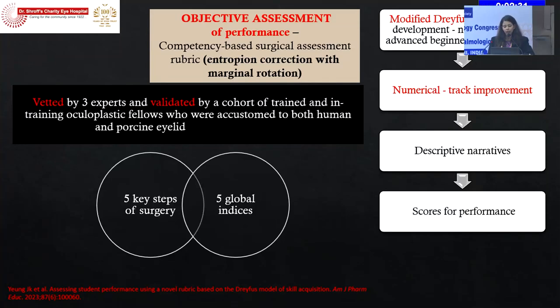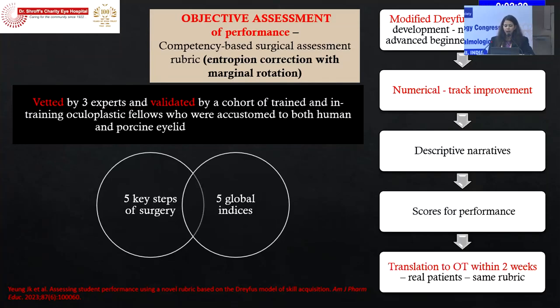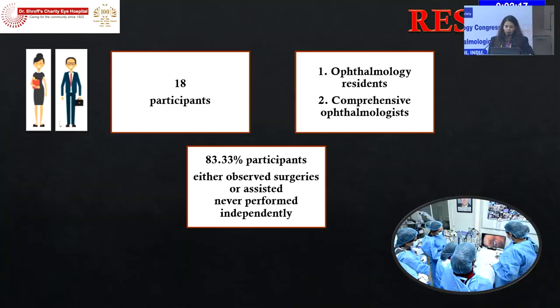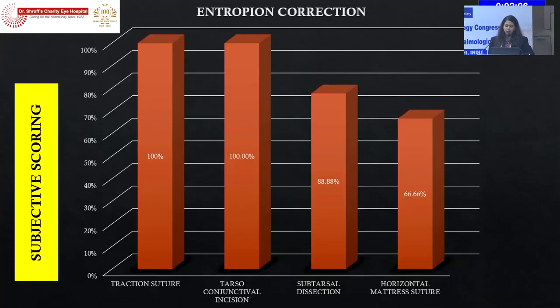Eventually, this surgery was carried out by some of the selected workshop candidates in the OT within 2 weeks on real patients and evaluated using the same rubric. This is the rubric that we had developed and that was used. We had about 18 participants, comprising residents and ophthalmologists, and the majority of the participants had never performed these surgeries independently.